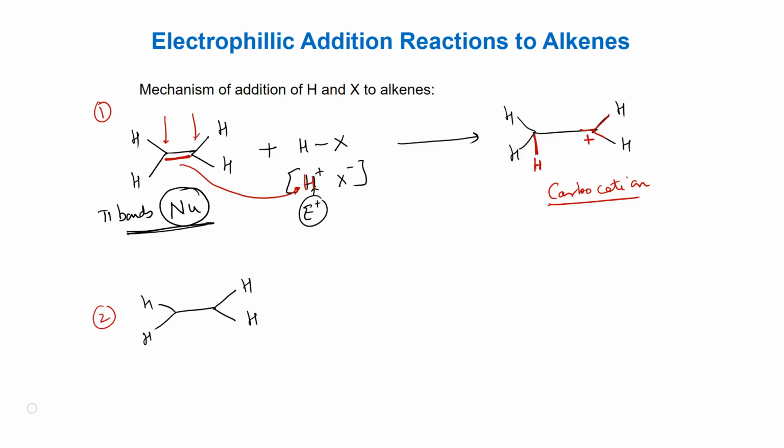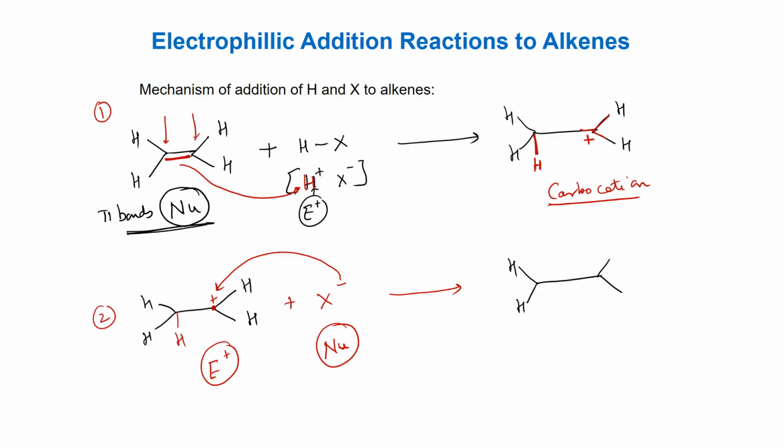So this is the carbocation formed in the first step of the reaction. You have X minus floating around. So in the second step, this is now your electrophile, the carbon with the positive charge. This is the nucleophile. The reaction will happen between the electrophile and nucleophile. Draw the arrow from the nucleophile towards the electrophile. And that is the overall product in the reaction. You have added HX across the double bonded carbons.